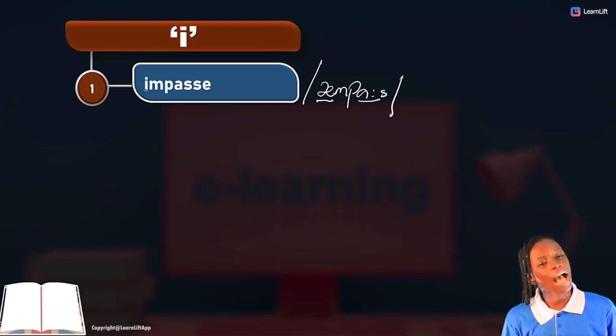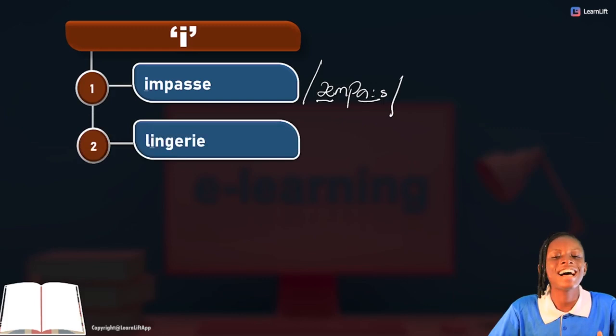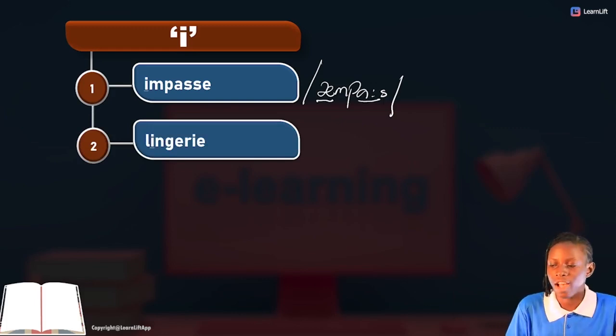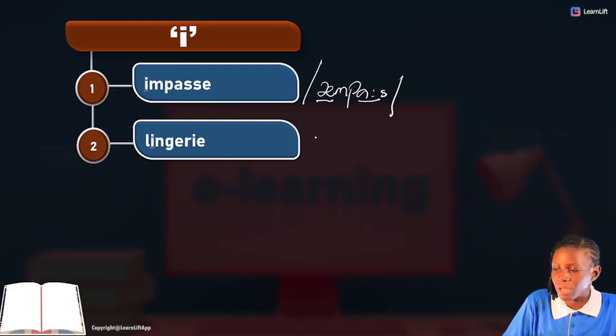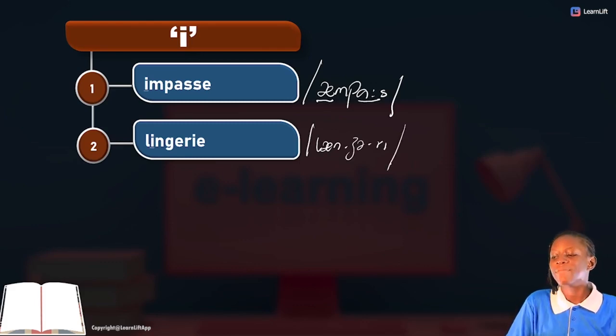Next example, we have lingerie. Lingerie. Now how is lingerie transcribed? Let's go together. We have lingerie to be lingerie. Okay, lingerie.